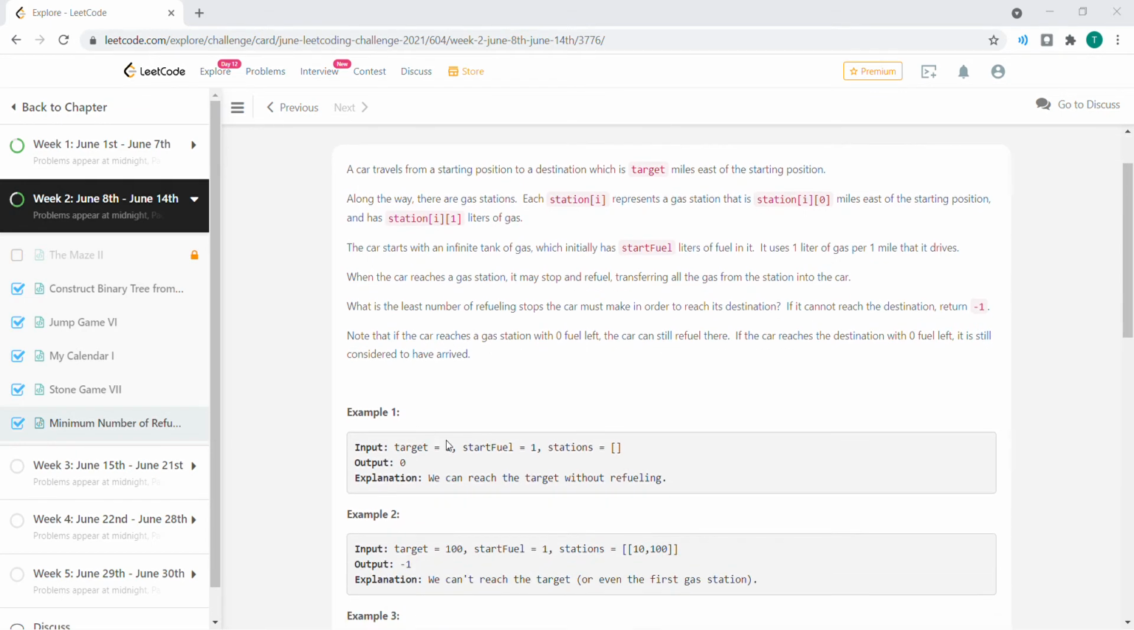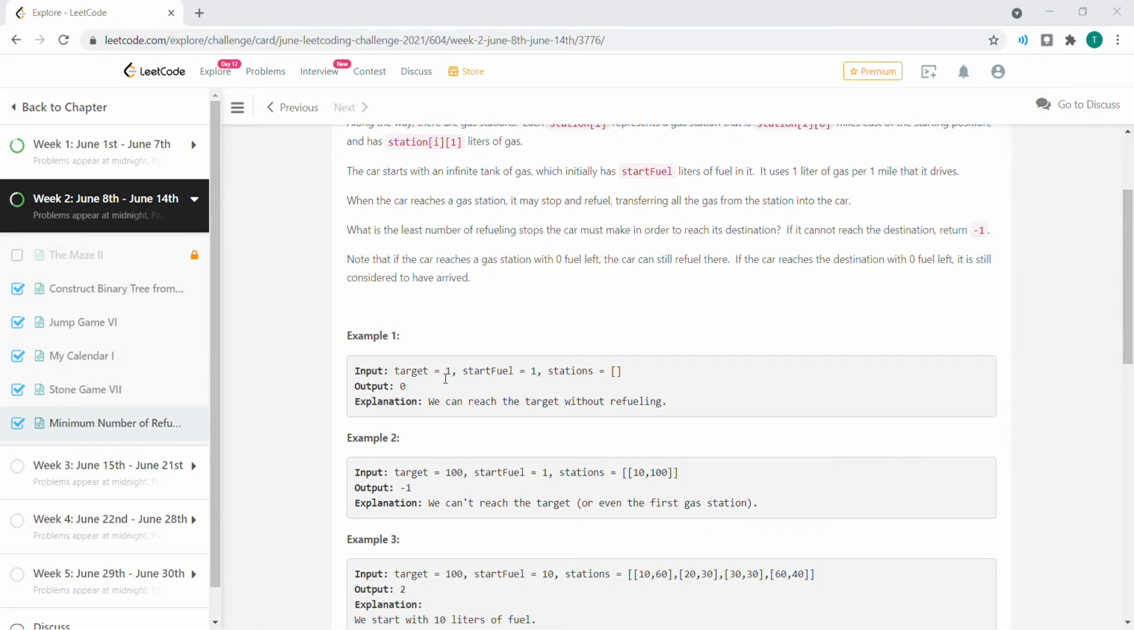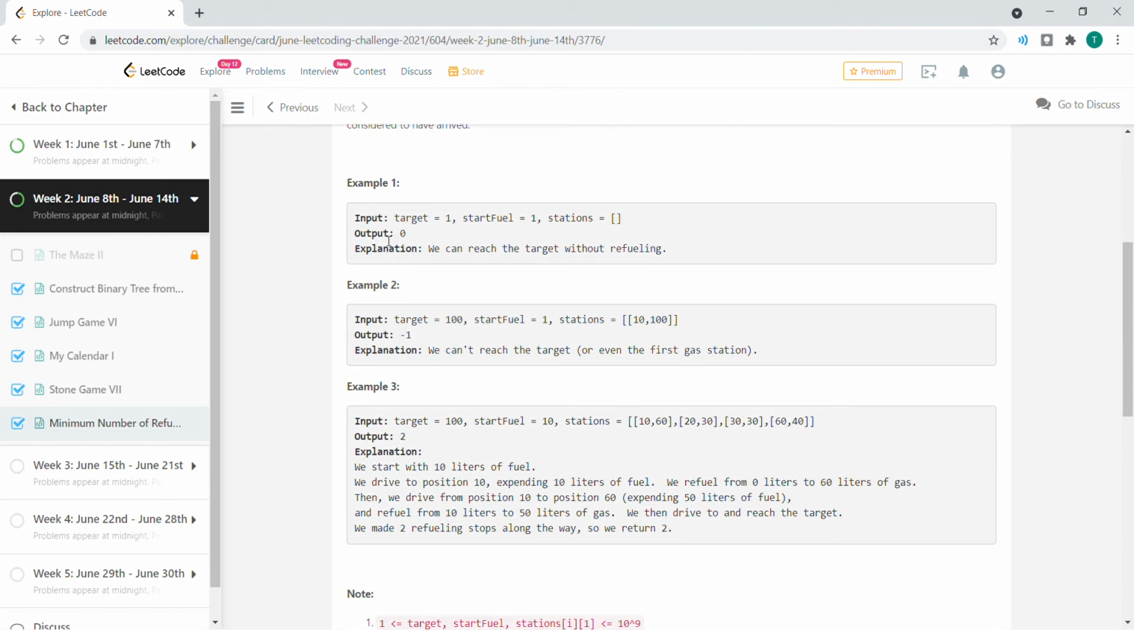So here's some examples. You have the target destination of 1 mile, and you have 1 liter of gas in your car as starting fuel. You have 0 gas stations here. So what that means is that you're able to travel from point 0 to point 1 in 1 mile using 1 liter of gas, and you get to your target. So we can reach the target without refueling. So the output is 0. You don't need to refuel.